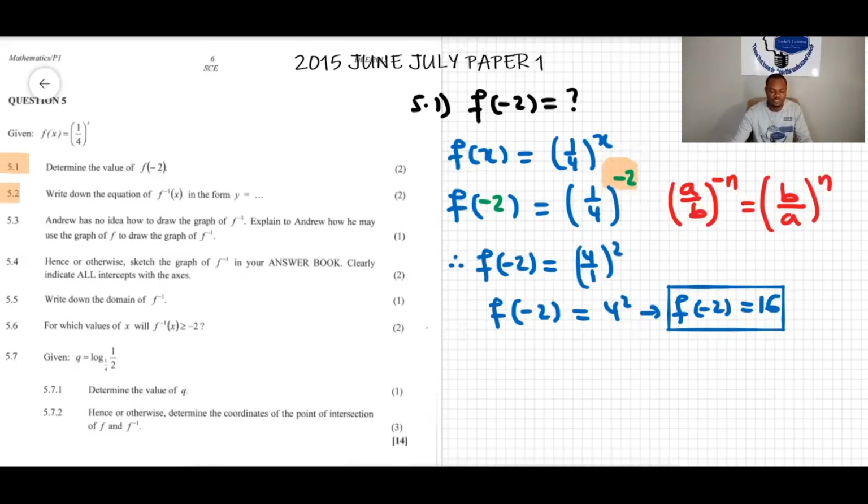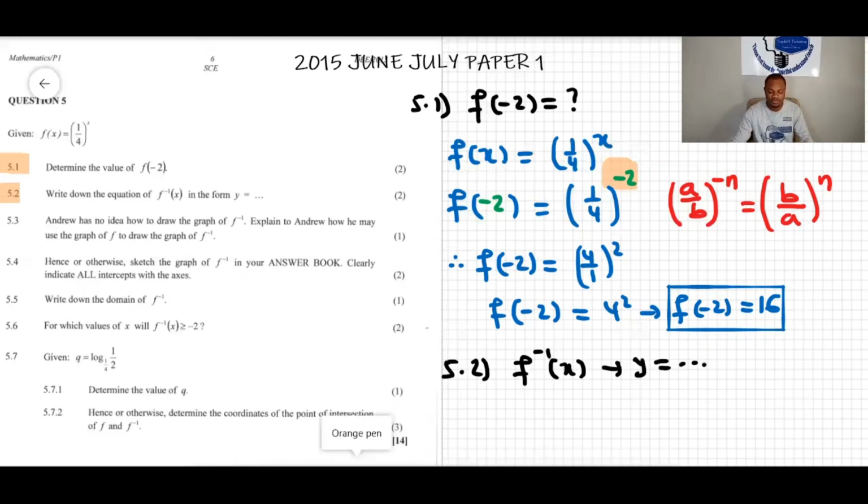Question 5.2 says write down the equation of f minus 1 of x in the form y equal to. Okay, so we're looking for f minus 1 of x in the form y equal to dot dot dot. Now, what does it mean? F minus 1 of x. Be careful here. F minus 1 of x is not f to the power of negative 1. This is a way to write the inverse function of f. Okay? So f minus 1 here is the inverse.